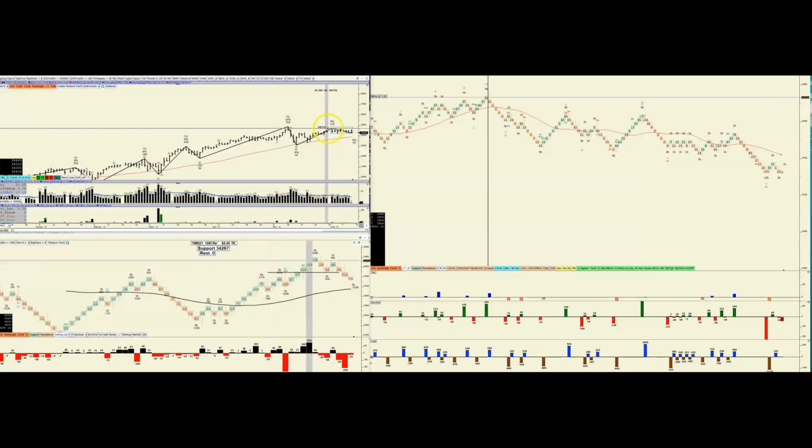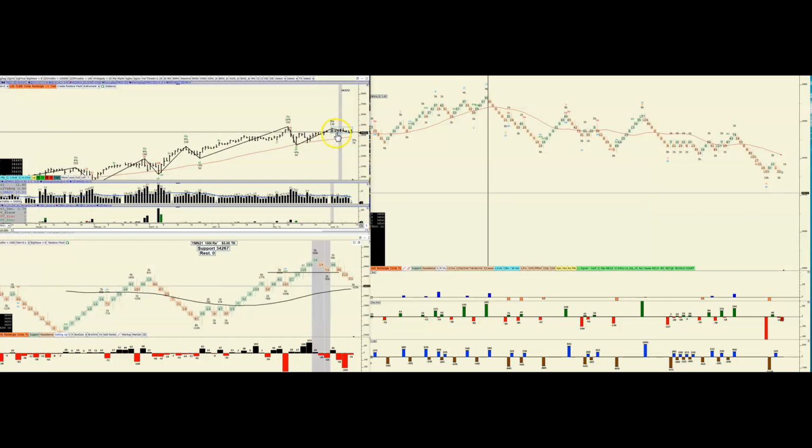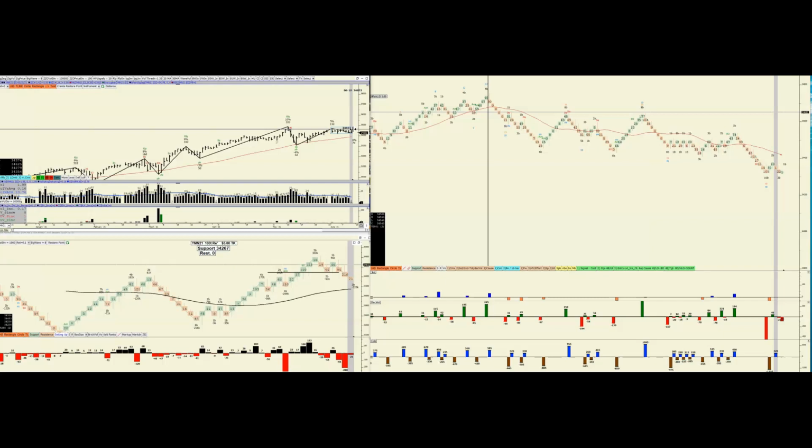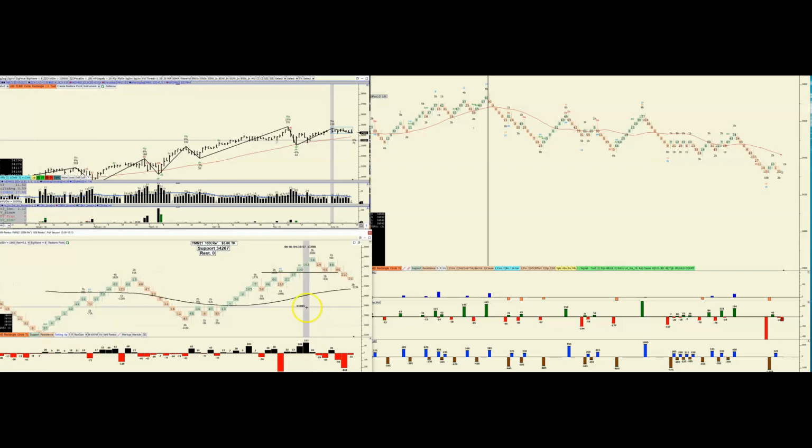Is that absorption? Because it's at resistance, it's not falling back, there's a lot of bars, and it's hugging that area. So I would be careful with the shorts because it's not reacting down. Now let's go into the Renko over here.